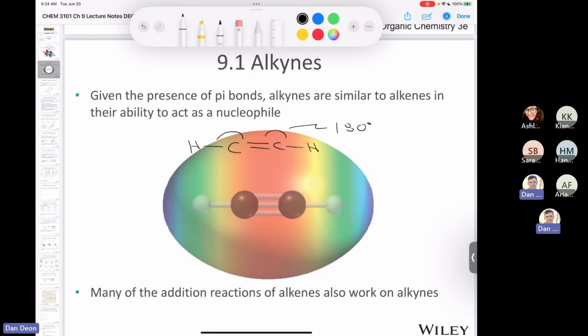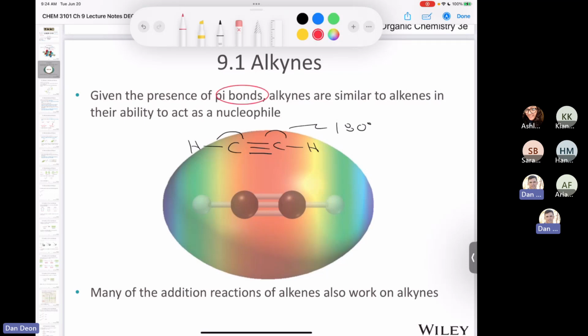But the main point of this slide is that it's showing the electrostatic potential map of acetylene. And you see that we have a lot of electron density in between the 2 carbons, right? Because we have those 2 pi bonds and the sigma bonds. But we know that pi bonds are weaker than sigma bonds.